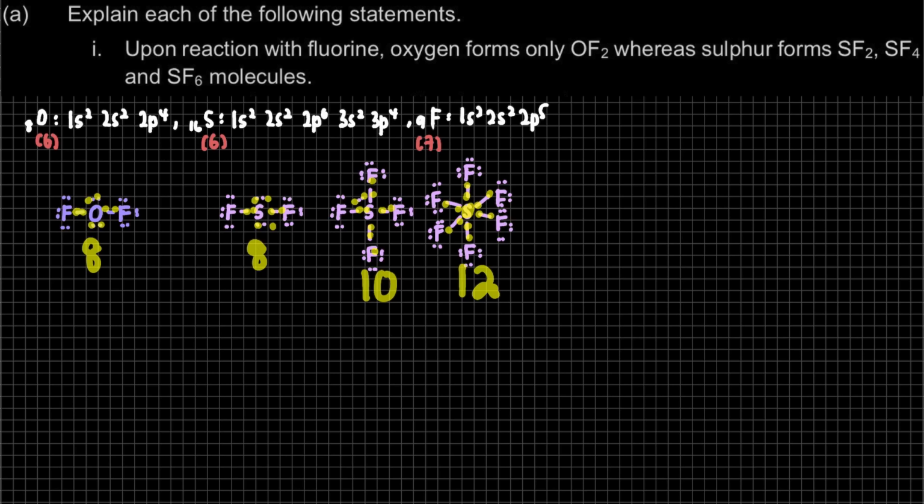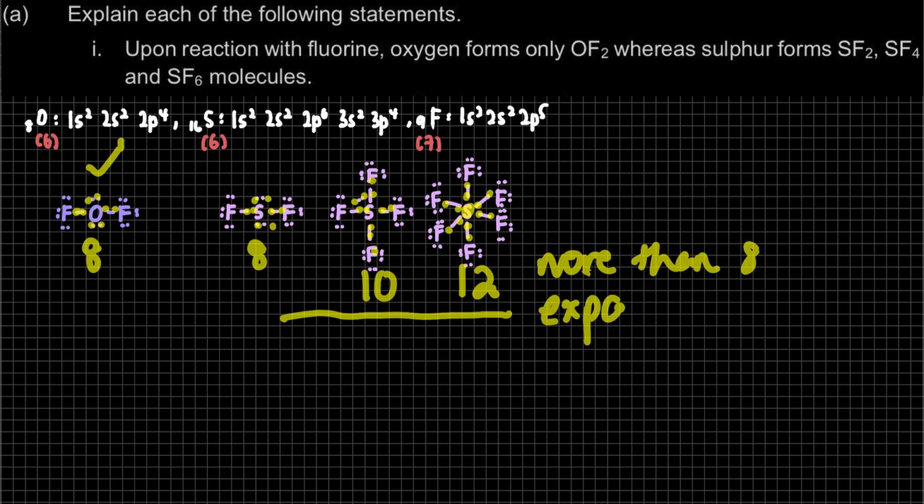As you can see, oxygen can only contain 8, which is the maximum octet. But for the case of sulfur, we have 8, 10 and 12. Here I have more than 8, so this is what we call our expanded octet. Expanded means that it is more than 8. So we have to explain why the oxygen can only hold 8 electrons while the sulfur can hold more than 8.